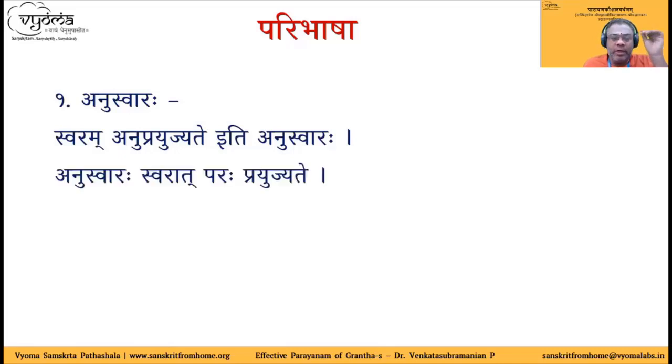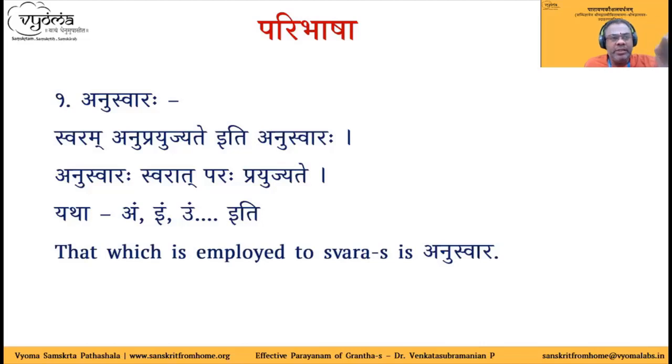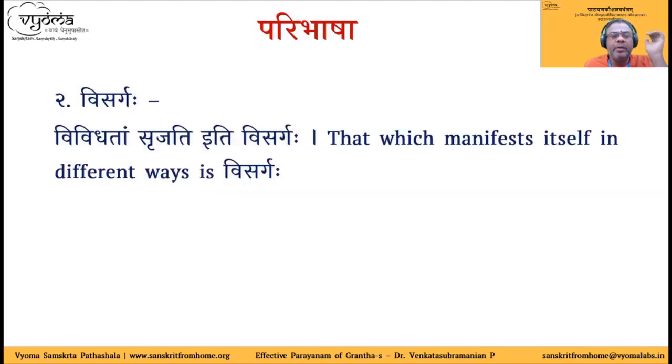So what is anuswara? Swaram anuprayujyate. On top of a swara, you will have one dot. Anuswaraha swarat paraha prayujyate. That which is employed after the swara is anuswara. Visarga is vividham srijati iti visarga. It manifests itself in different ways. It will become repha, it will become sakara, it will become upadmaniya. So many manifestations take place, and that is why it's called visarga. In Vedanta also, sarga is creation, visarga is special creation.